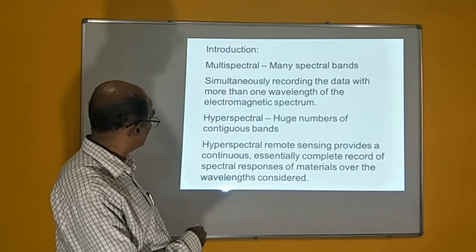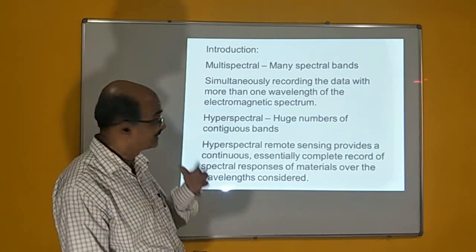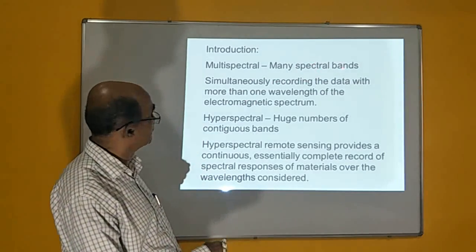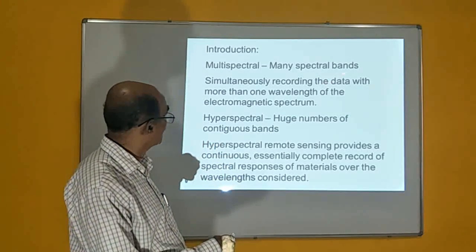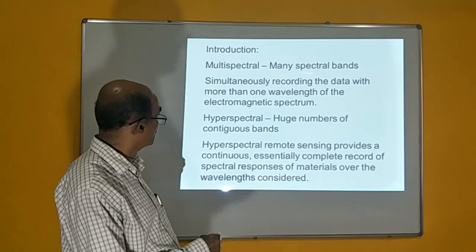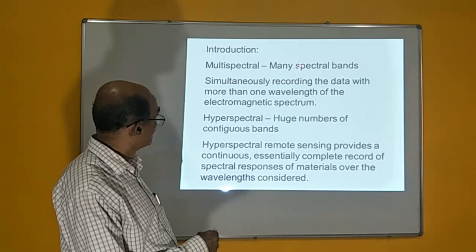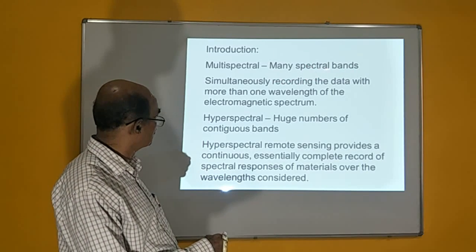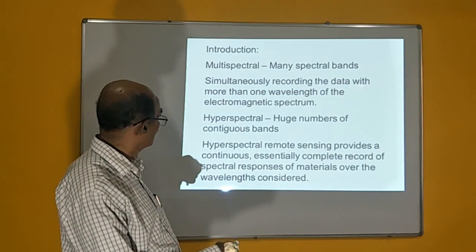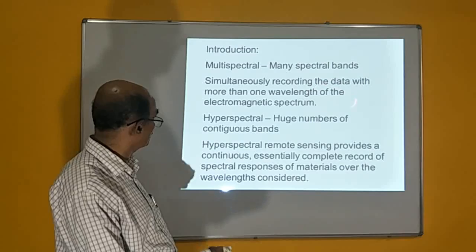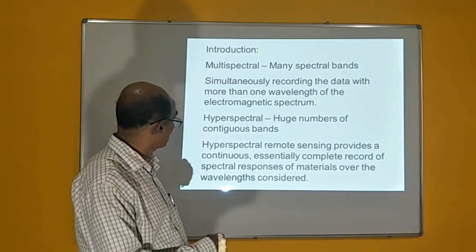See, in case of multispectral, just now I said we are collecting the data in more than one wavelength of the spectrum. For example, we have the Landsat satellite, which is carrying a sensor called multispectral scanner, which collects the data simultaneously in more than one wavelength of the electromagnetic spectrum. So we are simultaneously recording the data with more than one wavelength of the electromagnetic spectrum.